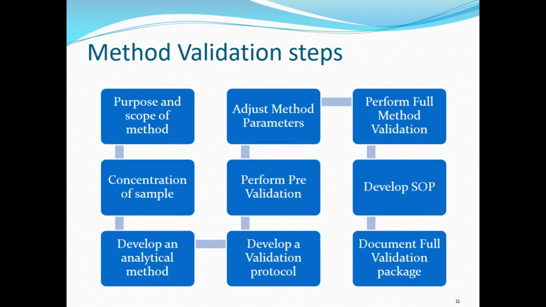We perform what we call a pre-validation activity, so we make sure that our method is suitable and that it passes the specifications detailed in the protocol before we begin. If not, we adjust our method parameters, and when we're happy to go ahead, we get our protocol approved by QA, and then we perform our full method validation in the laboratory. Once the method validation is approved and completed, we develop a standard operating procedure which details step by step how we carry out the method, and the package is fully approved then. So our method validation protocol report is approved, written up, our standard operating procedure is approved, and all that forms part of the method validation package for each individual method.